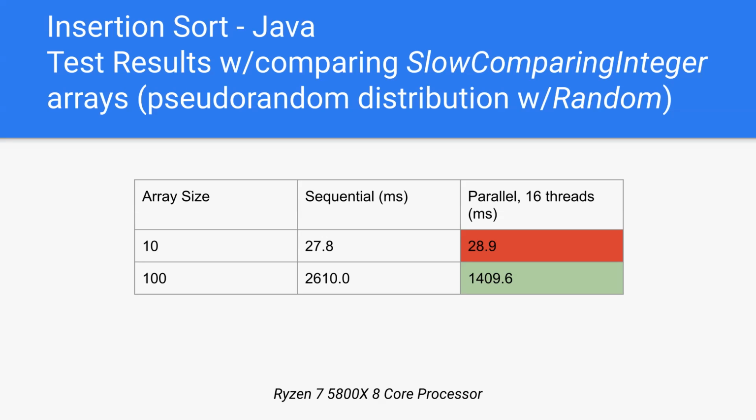And then if you go up to even 100, an array of length 100, it's significantly faster. And we didn't even test for array lengths more than that because it just took way too long. So that's it.